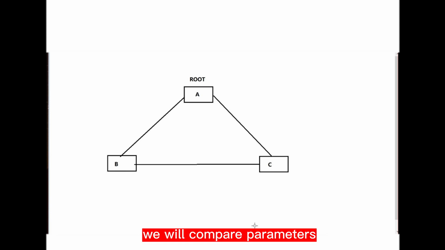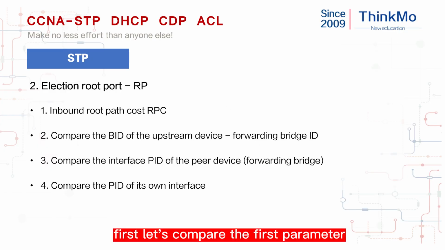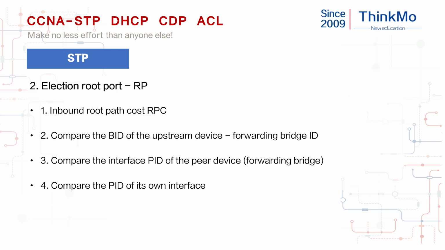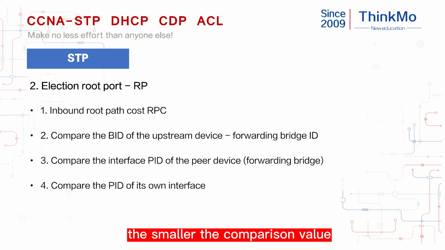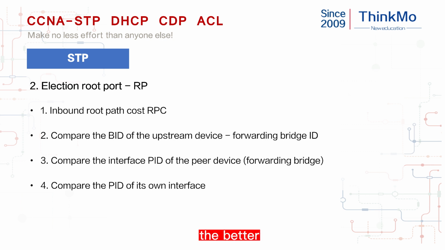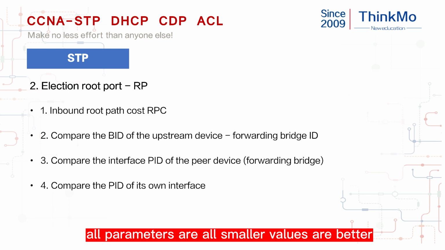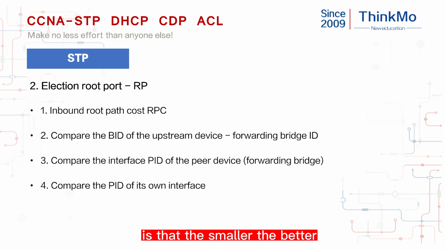We will compare parameters. First, let's compare the first parameter. It is called the root path cost in the inbound direction. This value is what we call RPC, the root path cost. We're going to compare, and the smaller the value, the better. When we compare, no matter what role is elected, smaller values are better. The comparison of almost all parameters in the second layer is that the smaller the better. In almost all 3 layers, the bigger the better.